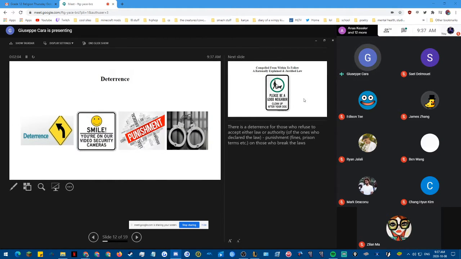Now, rules and laws also provide a deterrence, and deterrence comes from the word detour. So the first symbol is that deterrence, but it's a detour symbol. If it's construction or an accident, you're going to have to find another path to get around it. There's going to be a detour. It might be guided by police or it might be signs, big signs or small signs, that you can't go this way because something's ahead obstructing your path. So rules provide deterrence for us. Smile, you're on video security camera. If you see that sign, you'd be very foolish to do something inappropriate because then we'd have you on video.